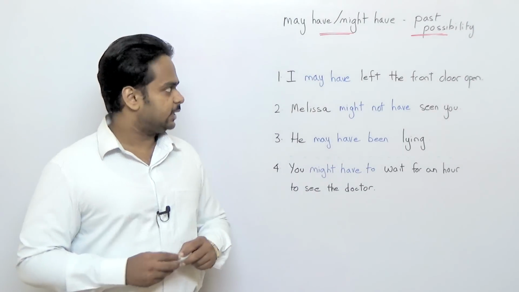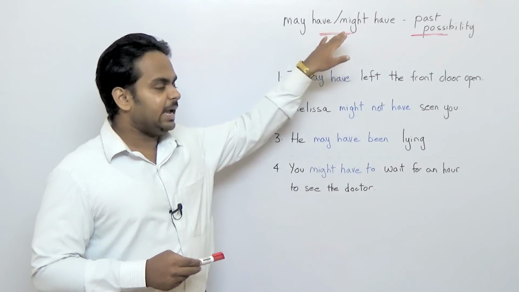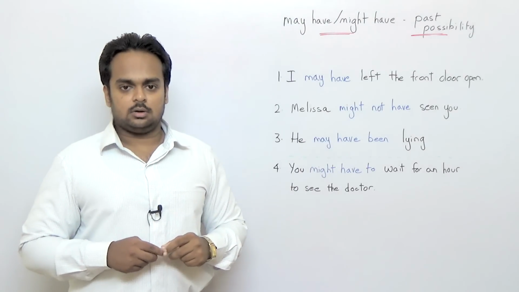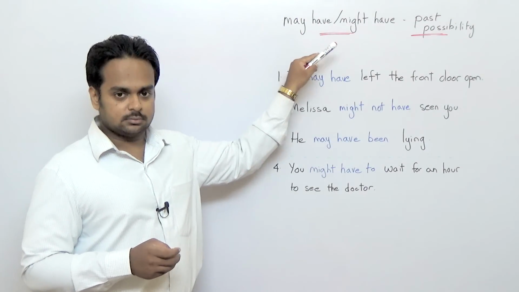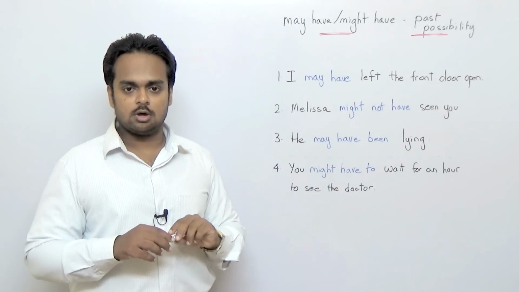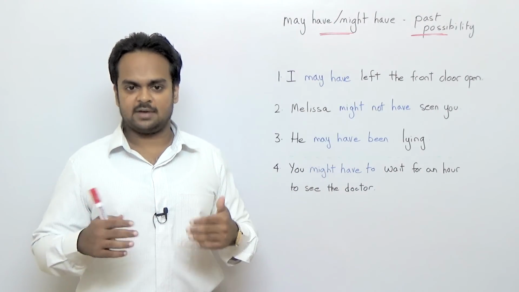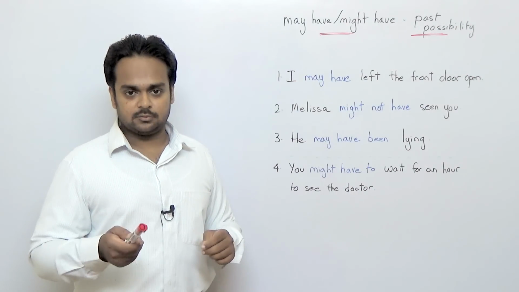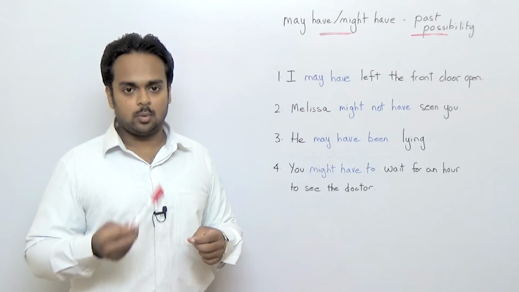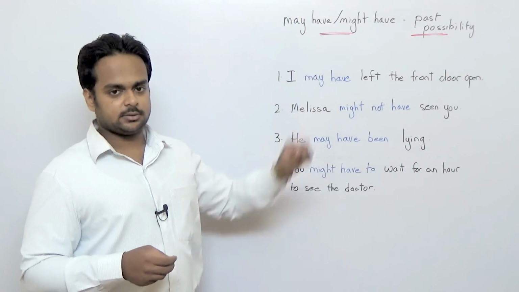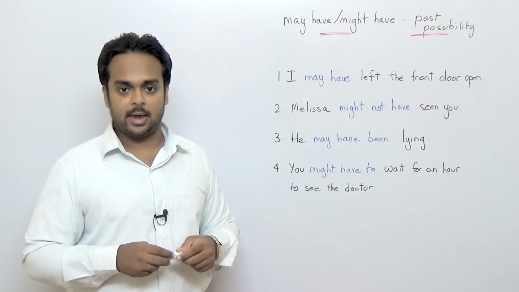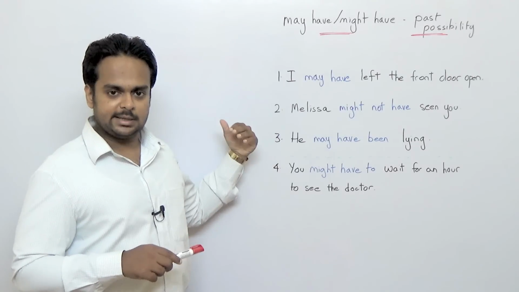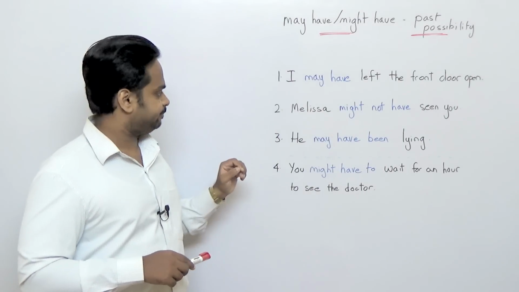And the topic of this lesson is using may have and might have to express past possibility. Okay? Now, you should know that may and might are interchangeable, meaning you can use whichever one you want because they have the same meaning. And it's the same for may have and might have, except, of course, in questions. When we make questions, we generally use might more often than we use may. Okay? All right, let's look at some examples, and we'll talk about the meaning and the form of these.